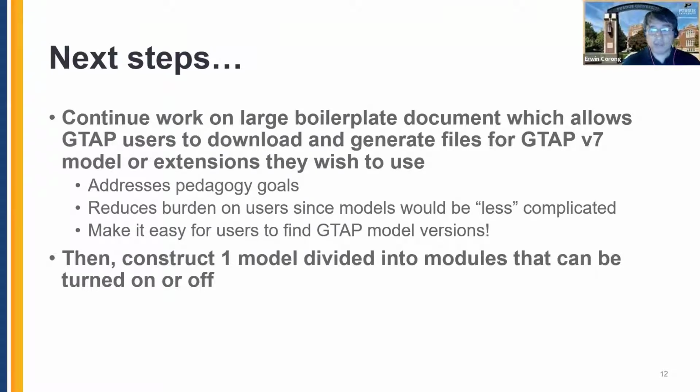The idea here is that any GTAP user can use that large boilerplate document, have a DOS box, for example, and type in there the model that they want to be created, and after that, the tab file and the CMF file will be generated based on that particular model. This way, it reduces the burden on users, so that there is consistency across all GTAP model versions. And it also makes it easier for users to find GTAP model versions on the GTAP website. Even I find it difficult to find certain GTAP model versions on our website. So with this one-stop shop, that addresses that issue.